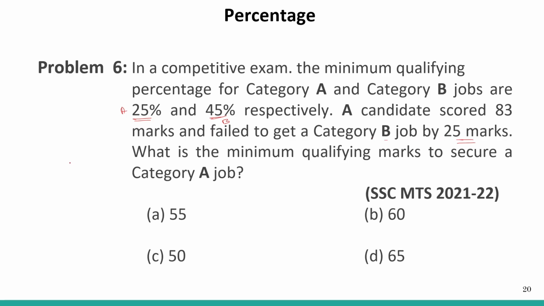So if 83 plus 25 is equal to 45%, right? This implies that 1% is equal to (83 plus 25) by 45. That is actually equal to 108 by 45.